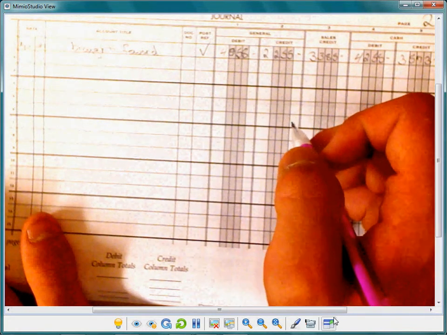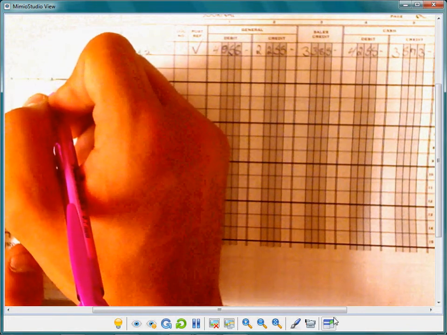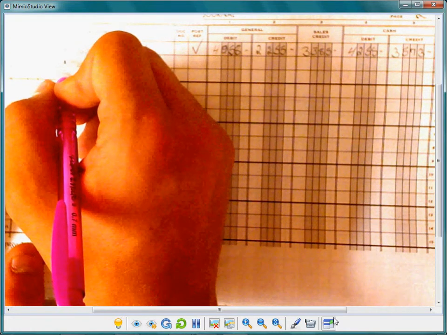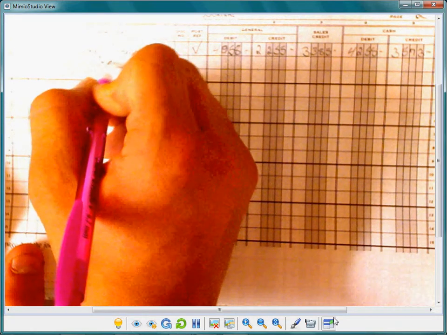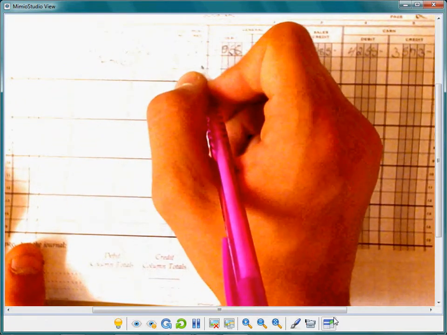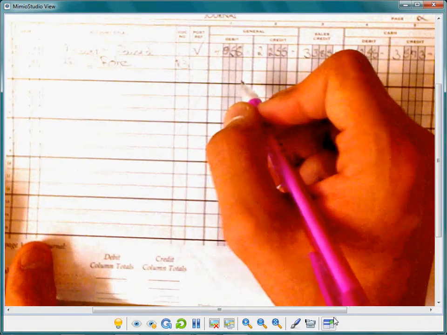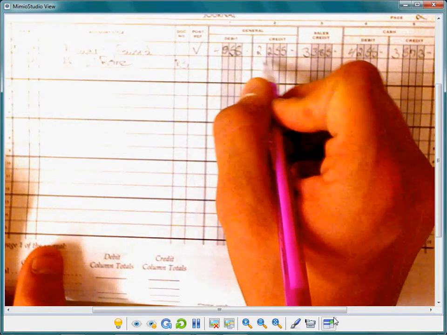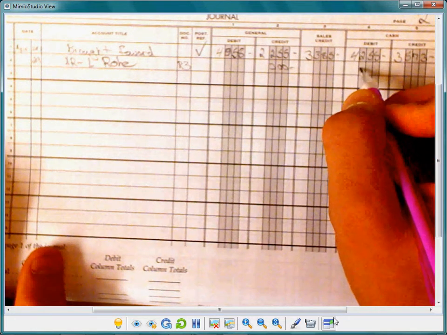Okay, and we have a couple more transactions to do. April 29th, received cash on account from Elro, $300, R3. So our date's the 29th. What are our two accounts? Okay, AR-Elro. Document number is R3. Is it general debit or credit? Okay, credit of $300. So we have a cash debit of $300.